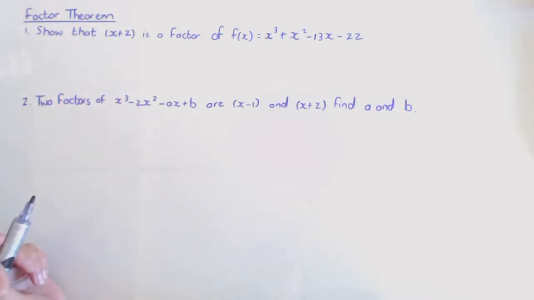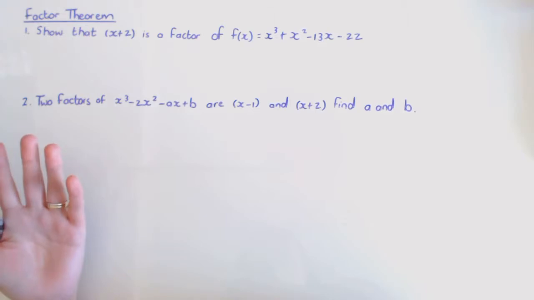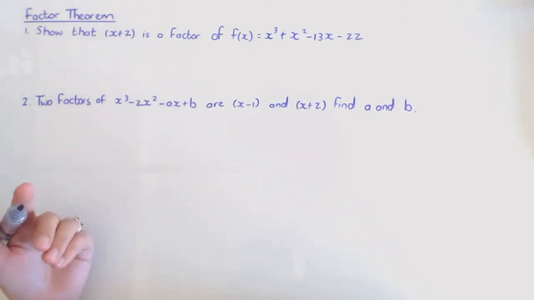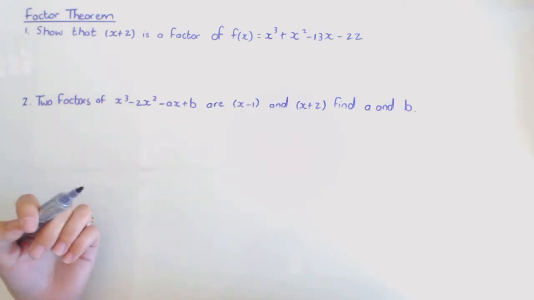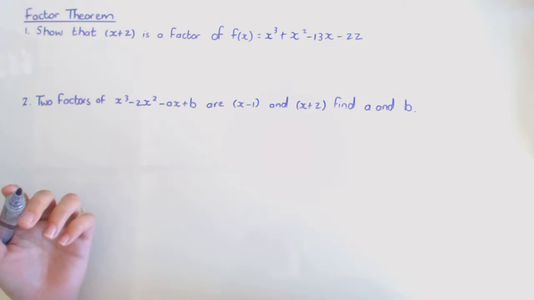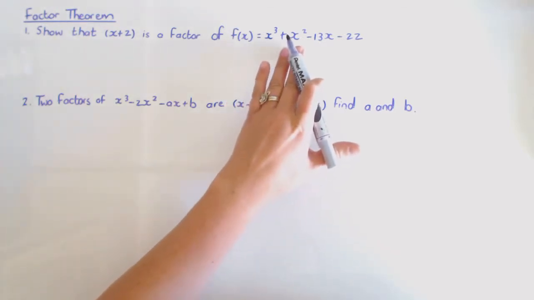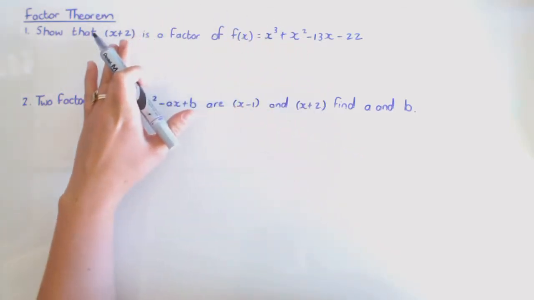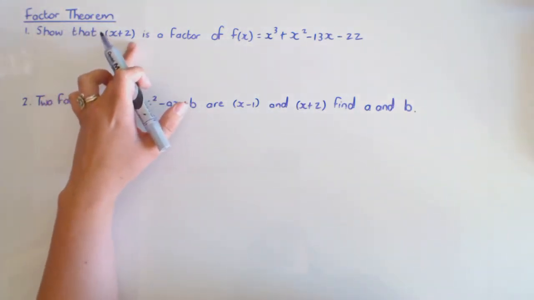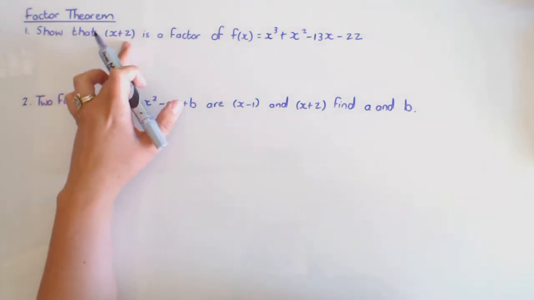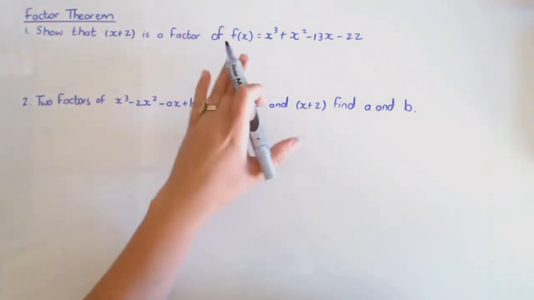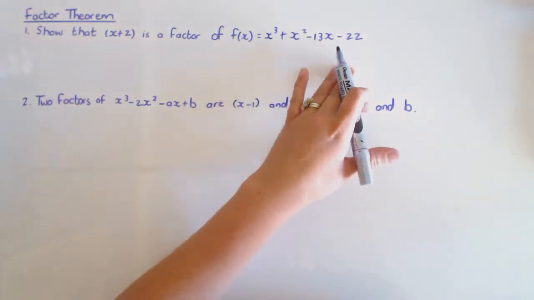Okay, the factor theorem says that if the remainder is 0 when a function is divided by a linear expression, then that linear expression is a factor of my function. We've looked at the remainder theorem, which says if I divide this function by this linear expression, then I make this 0 and solve for x, and that value I substitute into the function. That's the remainder theorem, and that gives me the remainder.